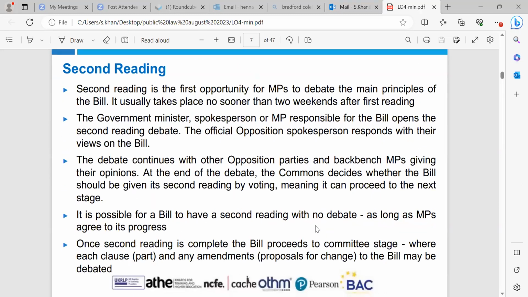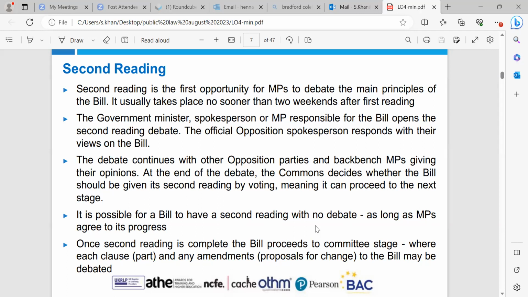So what do you think happens at this stage? Second reading. It's the first opportunity for MPs to debate the main principles of the bill. Do you think here they identify whether there's a need for the bill? Yeah. And whether there's a need for a new law to come into place. So second reading is the first opportunity for MPs to debate the main principles of the bill.